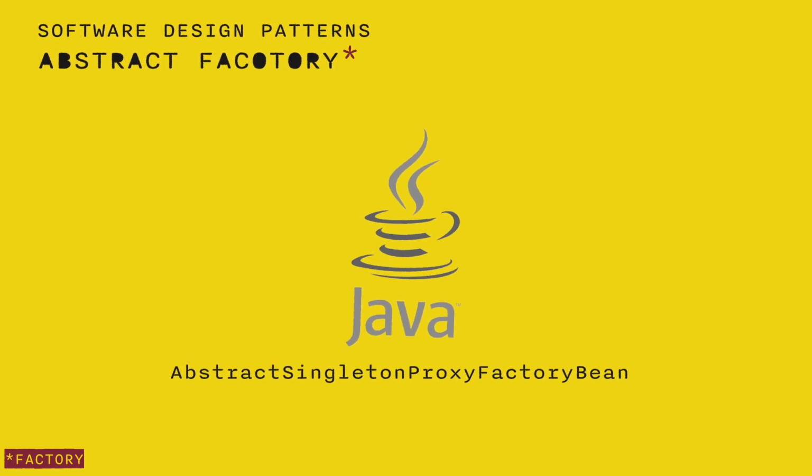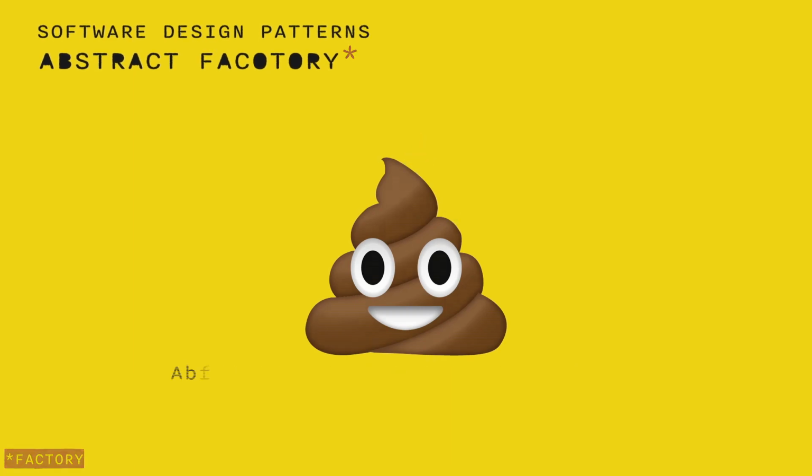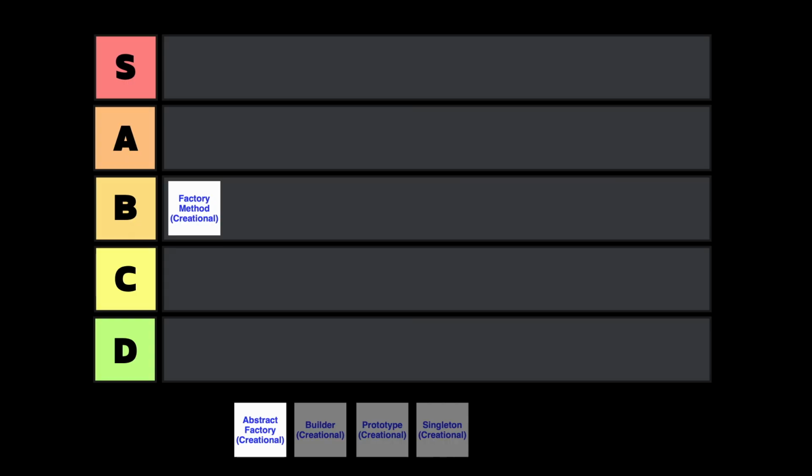But I'm telling you, I also do a lot of Java, and there you can find an abstract Singleton proxy factory bean. It's not a joke, Google it. And so when I read abstract combined with another term, I'm not feeling very well. This goes C tier. It has its uses, but I don't have to like it.